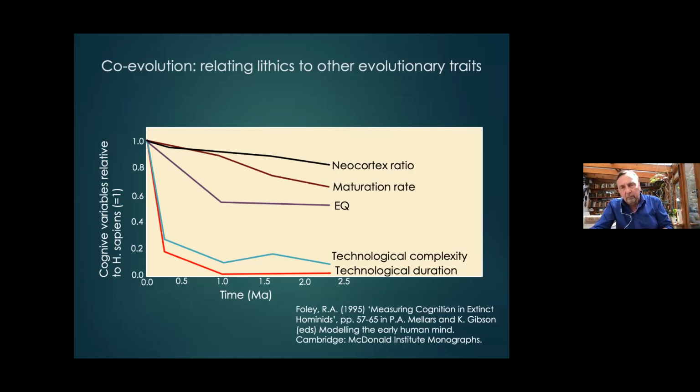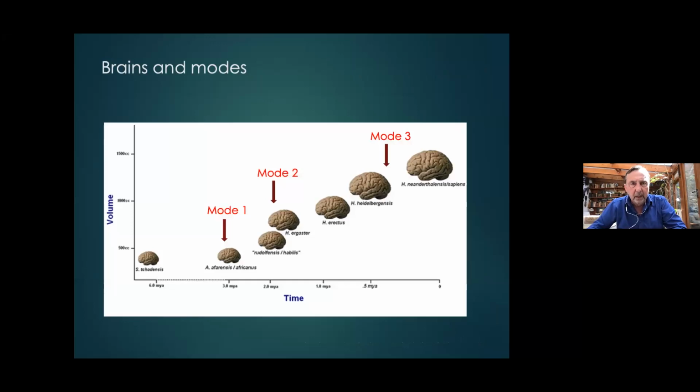But what we could do with is being able to map some measure, could be innovation, it could be rates of change, it could be levels of complexity, and see how these map on and correlate, co-vary with life history and brain size. And that takes us on to brains and modes. So if we wanted to be really simplistic about this, we could just look at the brain size of different hominins and explore their relationship to particular modes.